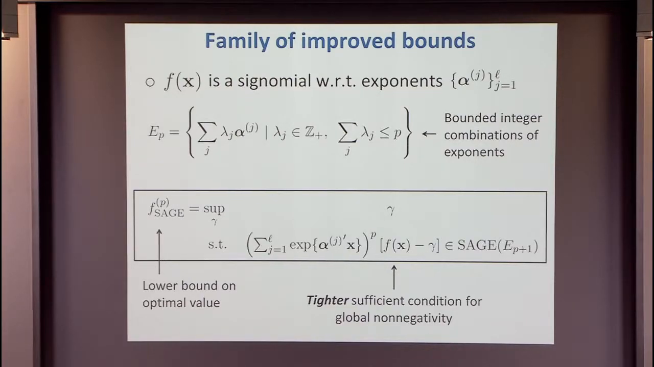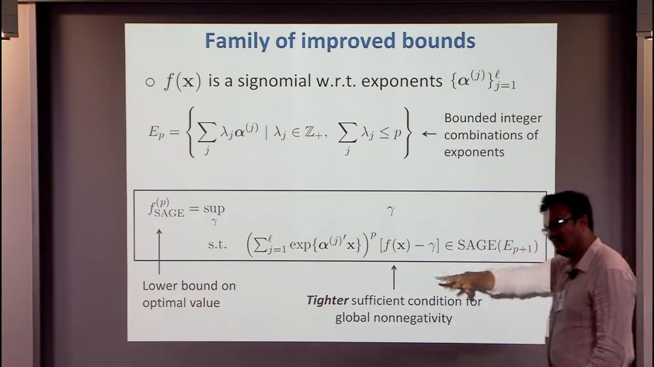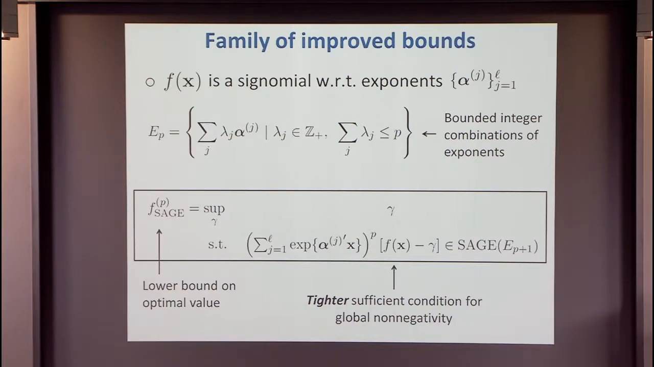L is basically the number of exponents in your signomial. So if you count the dimension, it will be like n to the p, or L to the P, and that's roughly what it ends up. There you'll have Q as well. And convergence log of 1 over epsilon.